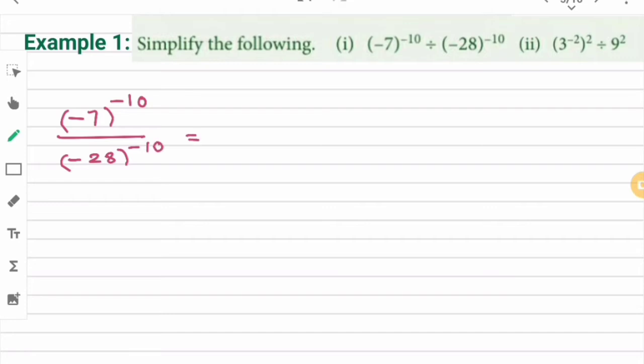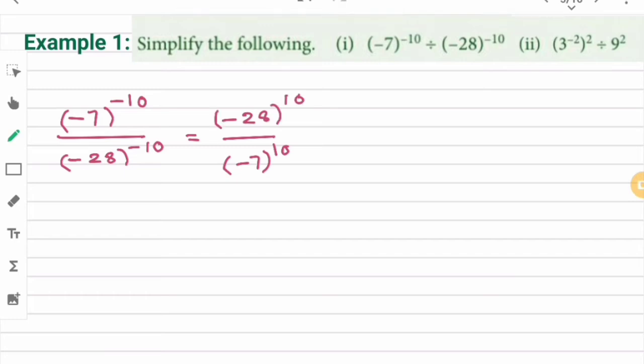And what can I do next? Here I am having a negative power. If you are having a negative power, you just bring it to the denominator, and then the sign of the power will get changed. So I am going to bring the (-7)^(-10) to the denominator, so it will become (-7)^10. In the same way, I am taking this (-28)^(-10) to the numerator, so I will get (-28)^10.